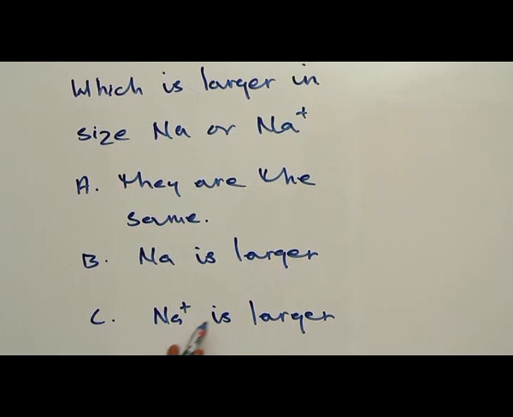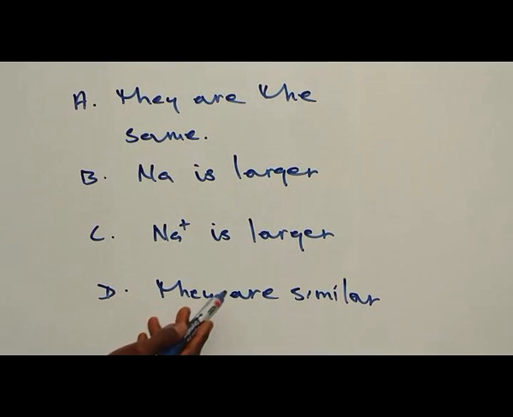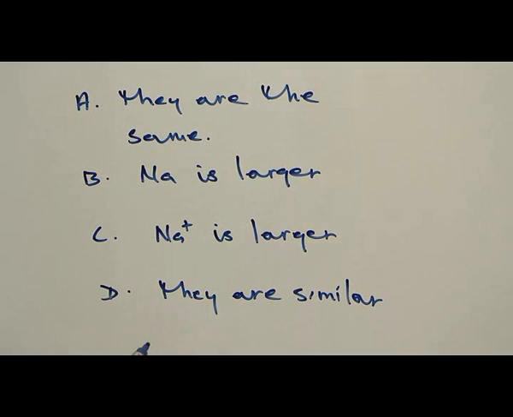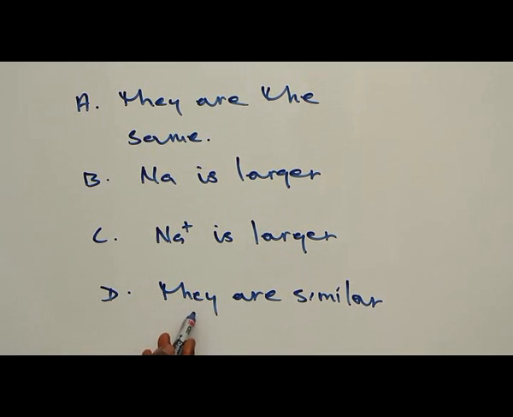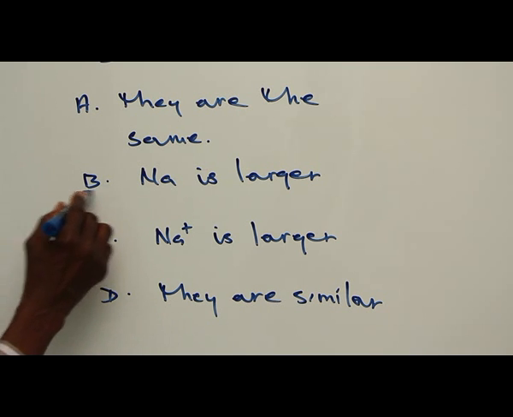C, sodium ion is larger. It cannot be larger. Sodium ion has just 2 shells, but sodium metal has 3 shells. D, they are the same. They are not the same. Sodium metal has 3 shells, while a sodium ion has just 2 shells. And so from the explanation, it can be clearly seen that sodium metal is larger than the sodium ion. Consequently, the correct option is B.